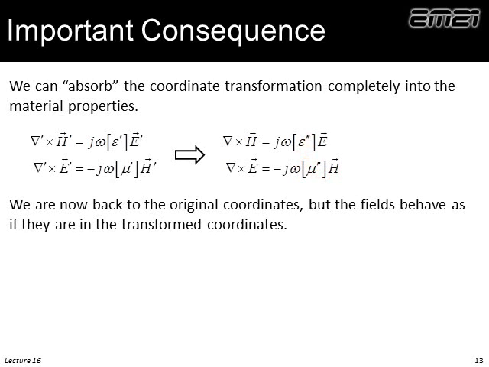mu and epsilons. In fact, one of the drawbacks of transformation optics or transformation electromagnetics is that we have these crazy values, and sometimes it's very difficult to realize those. We'll see that later in the lecture.